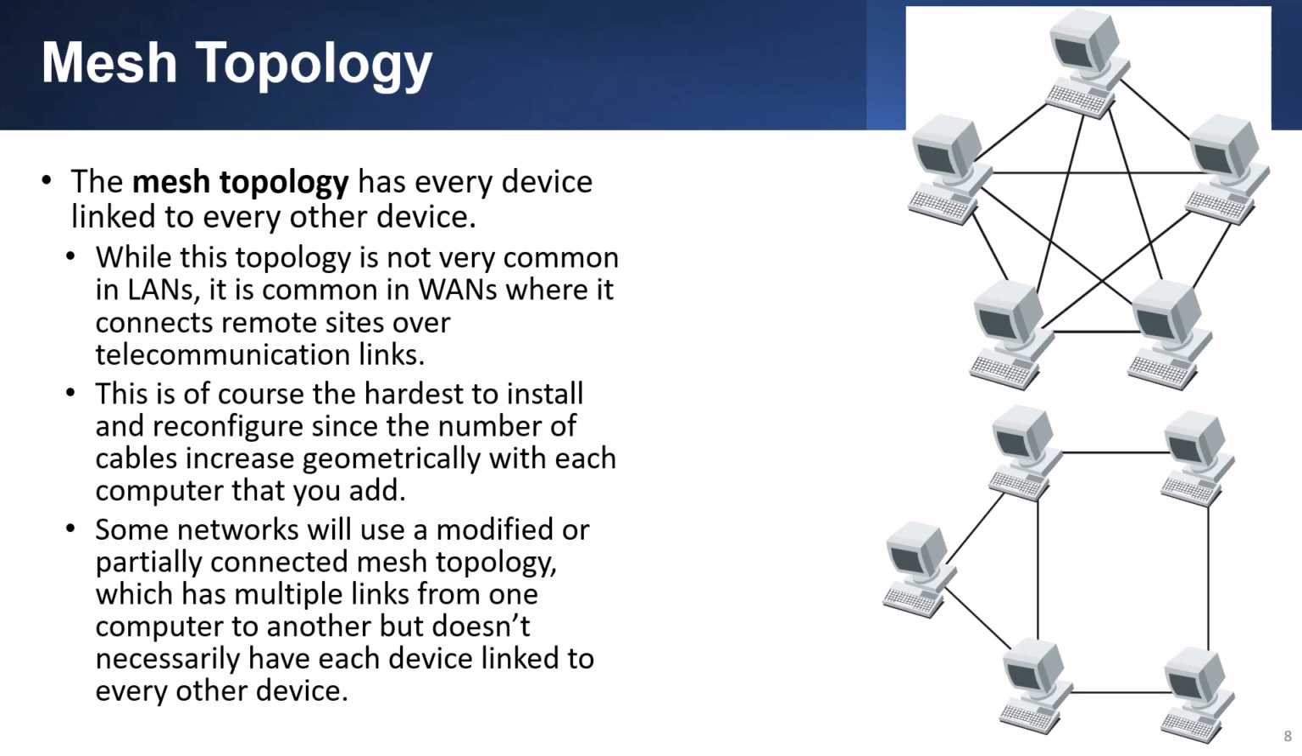The mesh topology has every device linked to every other device. While this topology is not very common in LANs, it is common in WANs, where it connects remote sites over telecommunication links. This is, of course, the hardest to install and reconfigure since the number of cables increases geometrically with each computer that you add. Some networks will use a modified or partially connected mesh topology, which has multiple links from one computer to another, but doesn't necessarily have each device linked to every other device.